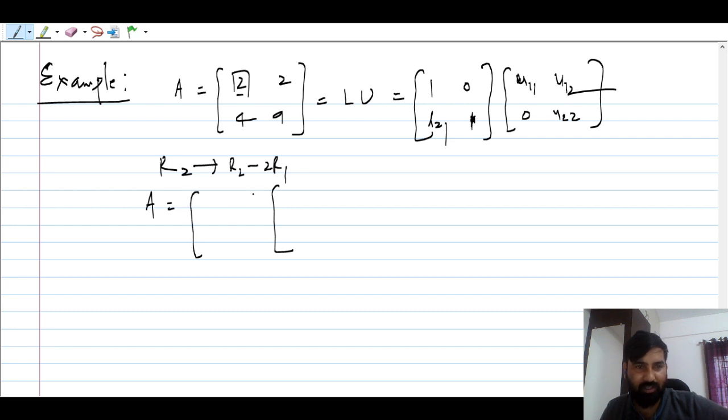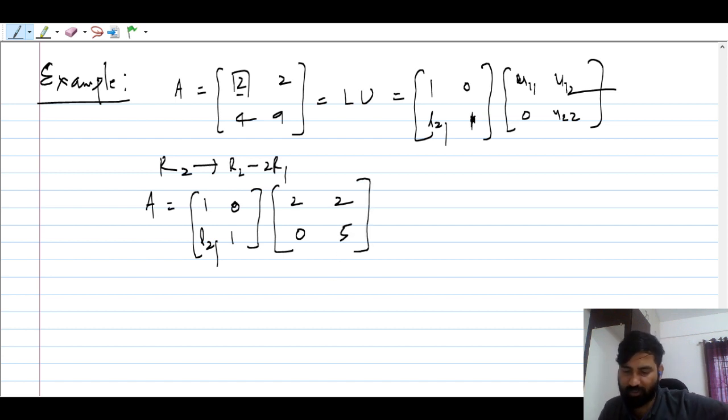You can say this space is nothing but 1 0, L21 1, right? You can write this matrix, I don't have any problem. And this is nothing but what? Now what is the value of L21? That we can directly find out. ठीक है, ये कितना हो जाएगा? 2 2, ये एज इट इज लिखना है, 0 हो गया, ये 5 हो गया, ये आ गया. Have you got the upper triangular matrix? Okay, I think this is upper triangular matrix, right?